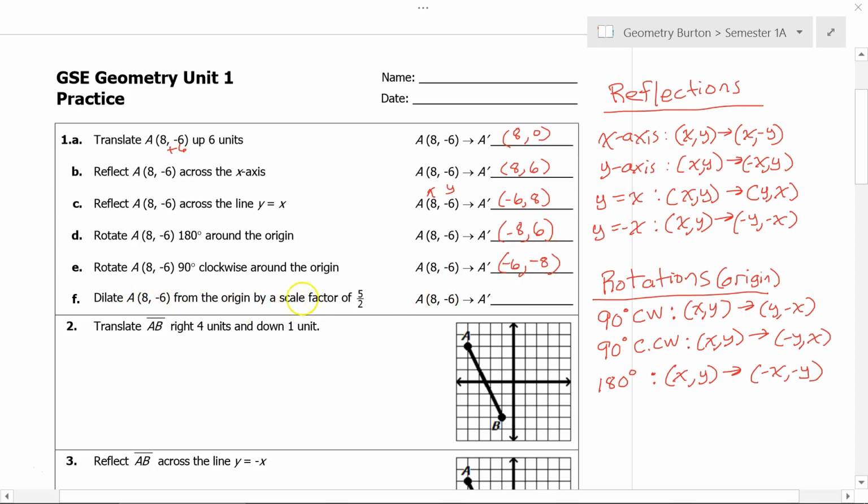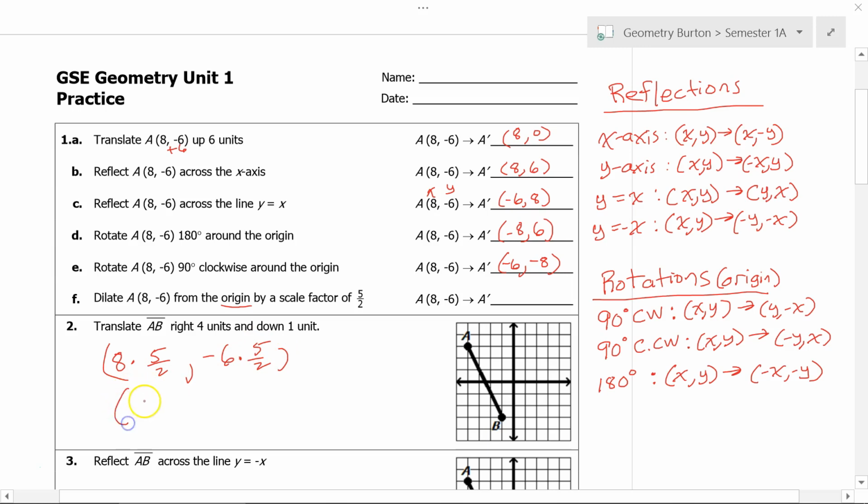Okay, when you do a dilation, that's not one of the things that we've memorized. But when you do a dilation, all you really do is you multiply each number by the scale factor. Alright? When you're dealing with the origin, it's just that easy. I'm just going to use this space down here and then I'll erase it. So I'm going to take that 8 and I'm going to multiply it by 5 over 2. And I'm going to take that negative 6 and I'm going to multiply that by 5 over 2. You just multiply by the scale factor.